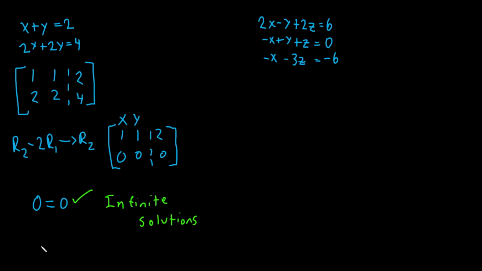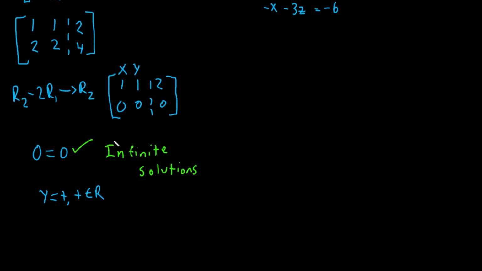So to do that, we would write this: y is equal to t, where t is some real number. So all we're really saying here is y can be any real number and it will satisfy this system of equations. Since we've described the solution for y, we can do the same for x. So for x, we can use the first equation. Remember, we have to write the solutions from bottom to top. So we can use the first row. We get that x plus y is equal to 2. But we know that y is equal to t, so we get x plus t is equal to 2.